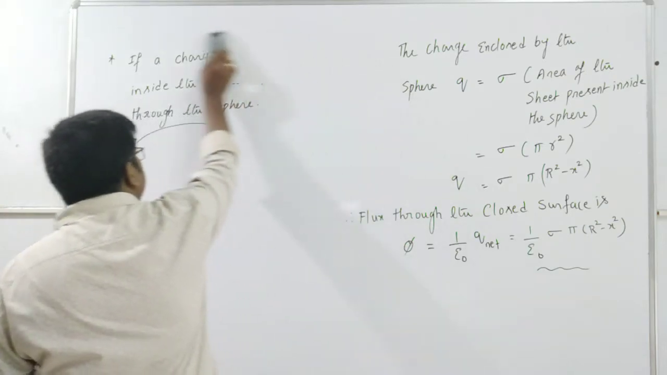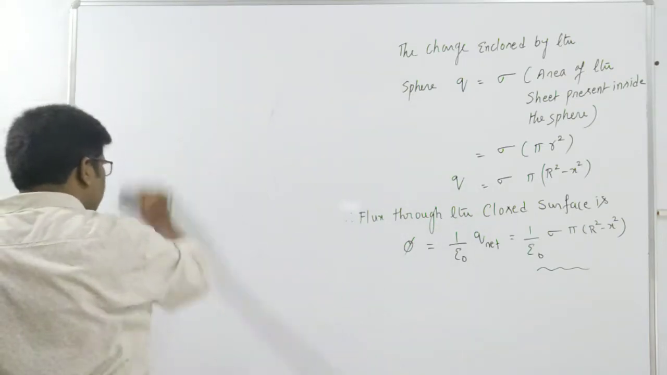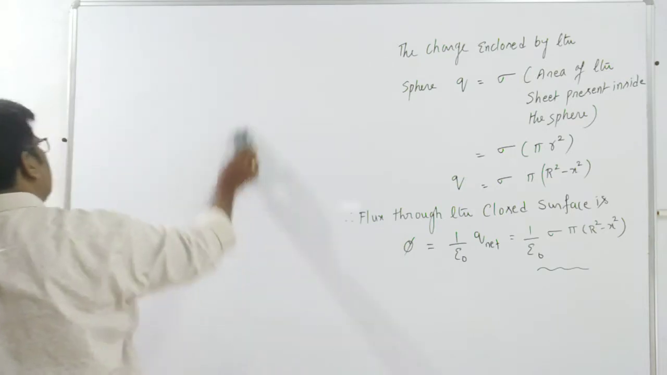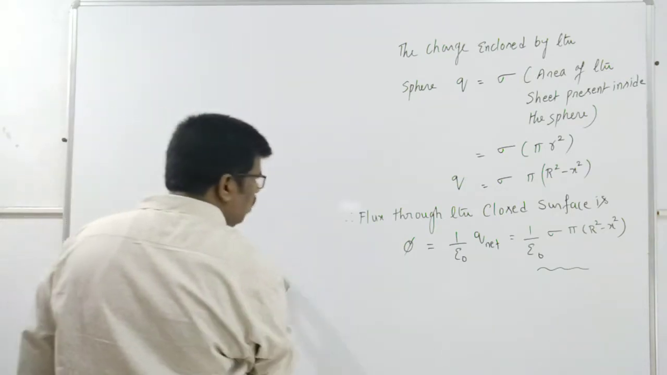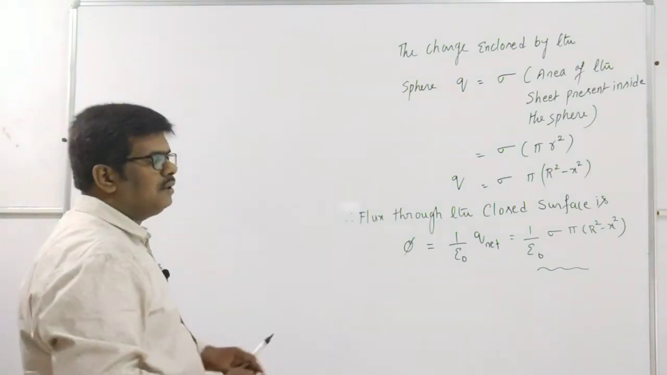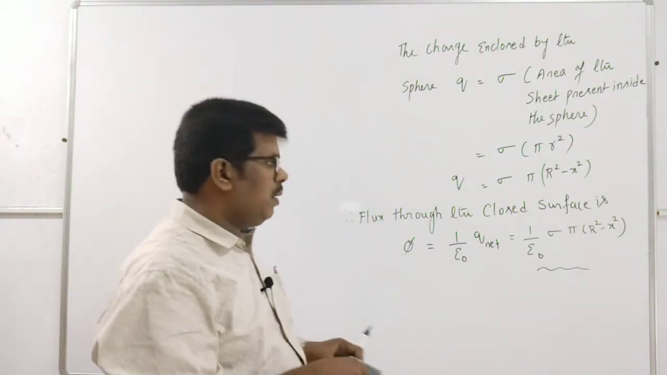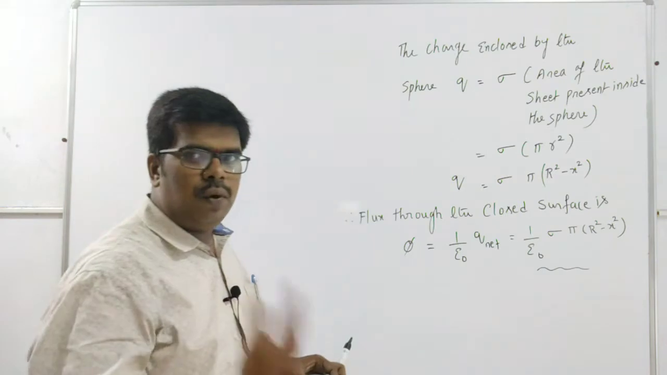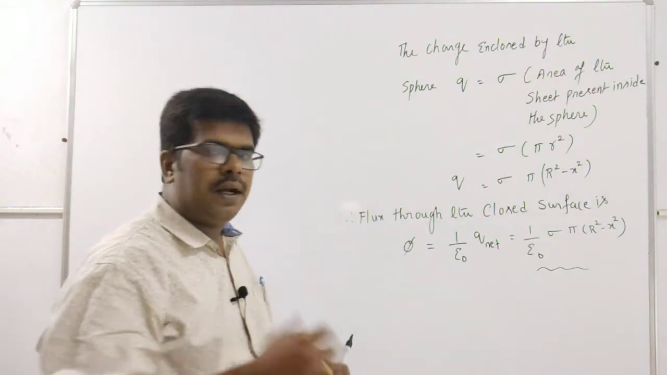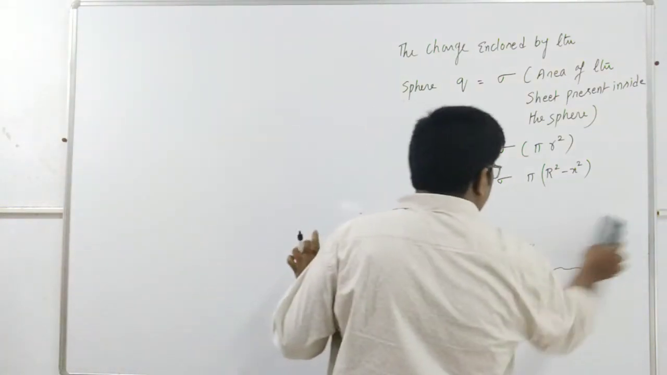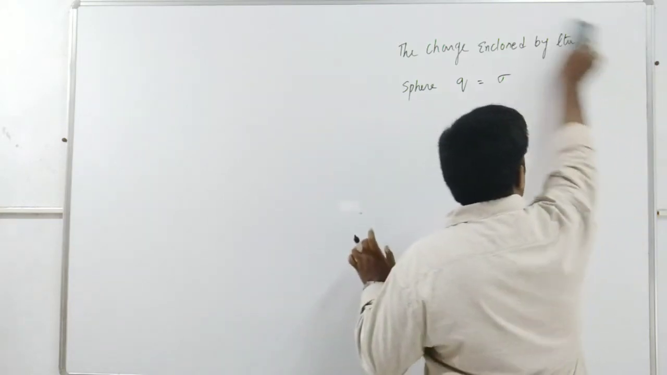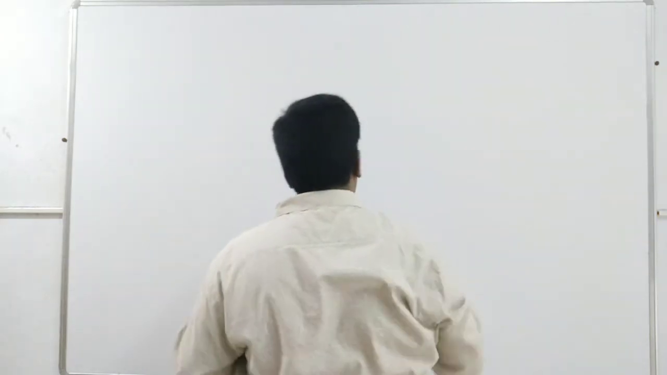So let us take this another example, because more examples make you comfortable with the concept. You need to understand how we are applying Gauss law and how we are determining it. By practicing more examples only, you will be able to understand the things well. Let us see another example there.